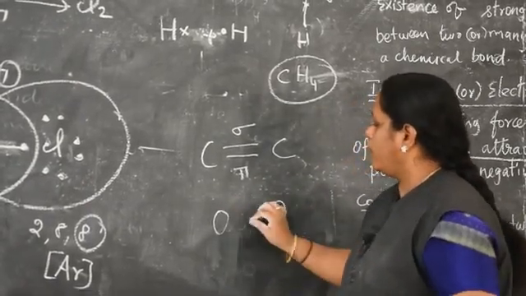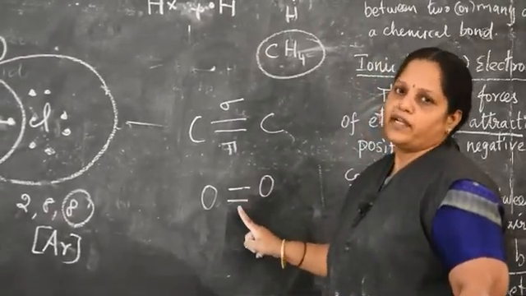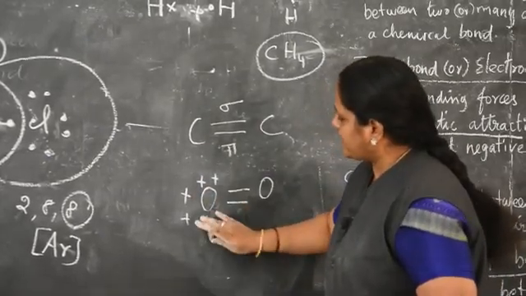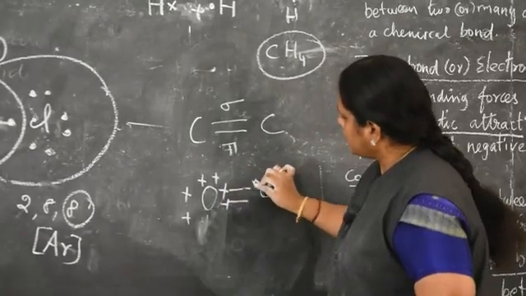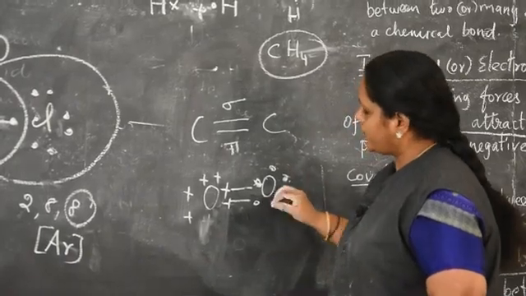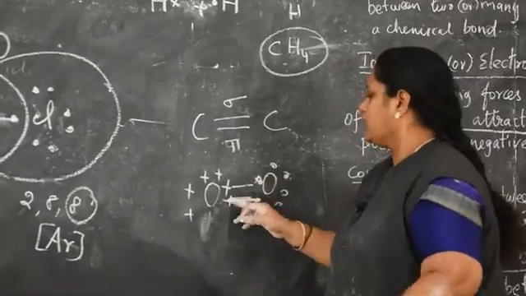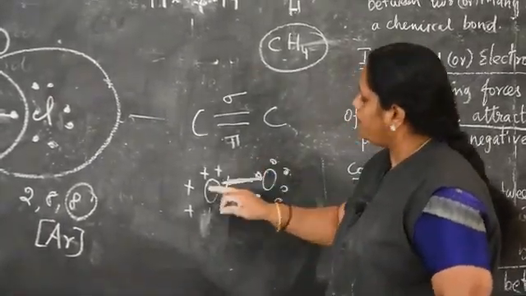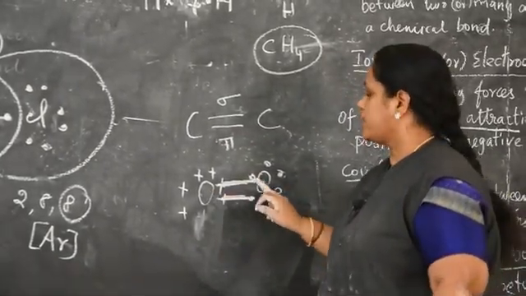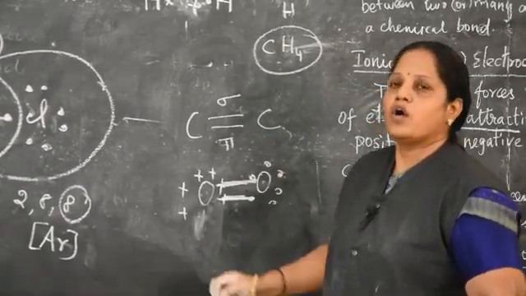Oxygen, O and O. Between two oxygens, how many covalent bonds are available? 2 covalent bonds are available. Valence electron of oxygen is 6. So this oxygen also has valence electron 6. Among these 6 electrons, two pairs of electrons are shared, they form 2 covalent bonds. That's why between 2 oxygen atoms, 1 double bond is there. So these are the examples for covalent compounds.